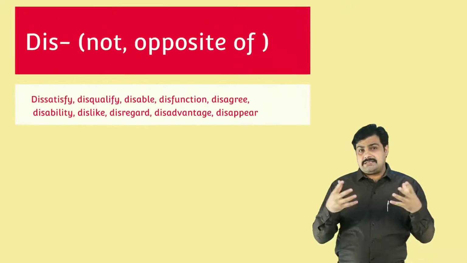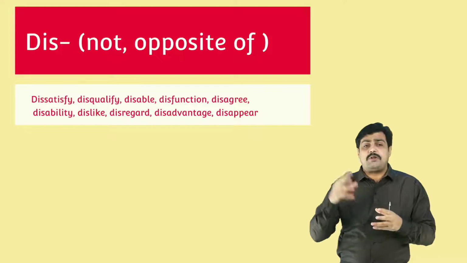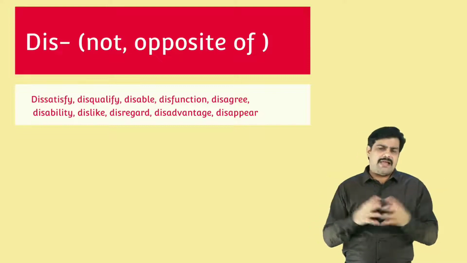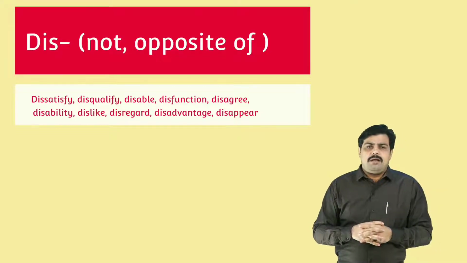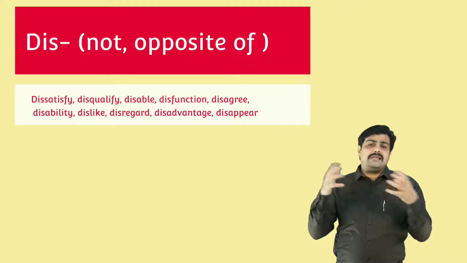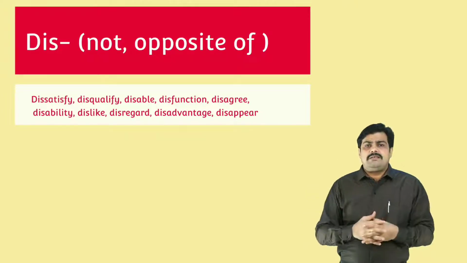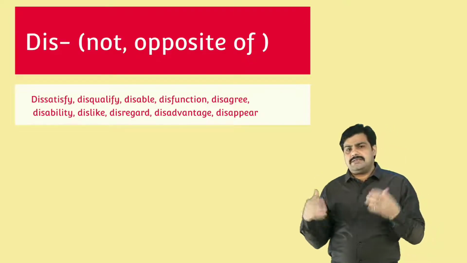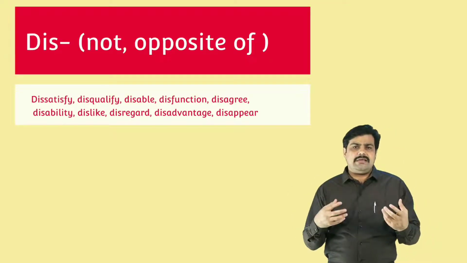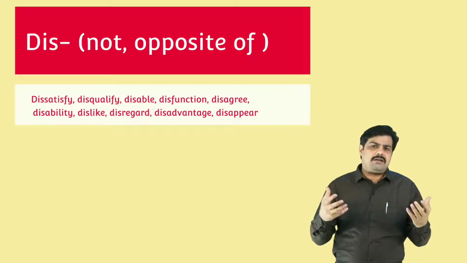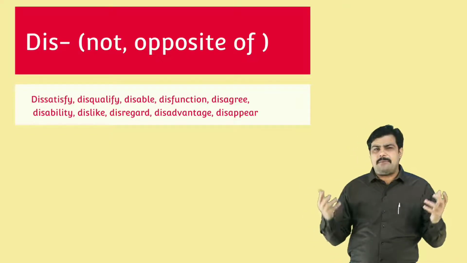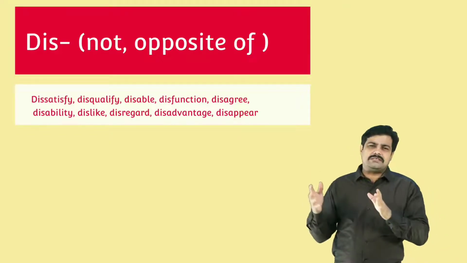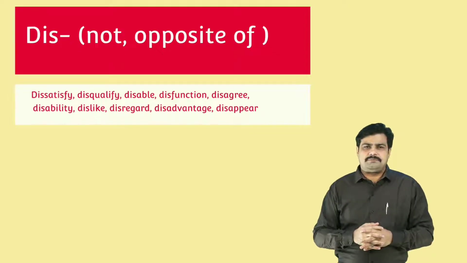Now another prefix you see is dis. This is equally the same, meaning not, opposite of anything. For example, dissatisfy, it is just the antonym of satisfy. Disqualify, disable, dysfunction, disagree, disability, dislike, disregard, disadvantage, disappear, and many more words are on the same prefix.